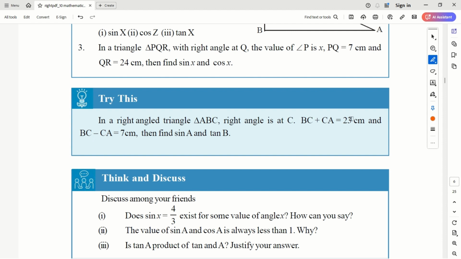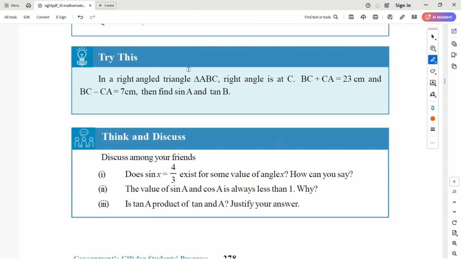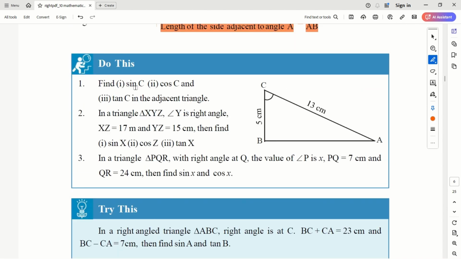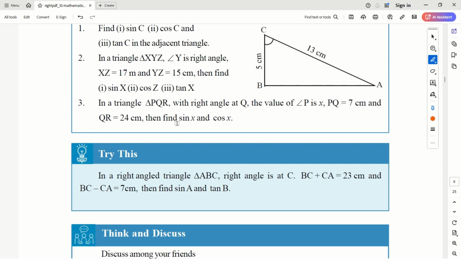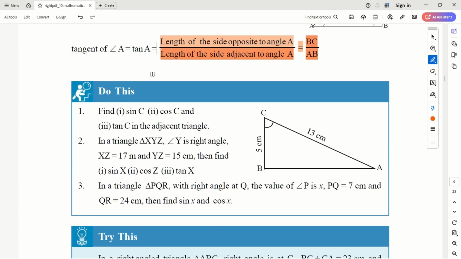If you use these two as equations, you can find BC and CA values easily. If you add both these equations, you'll get 2BC equal to 30. So BC is 15. If BC is 15, CA is 8. Now with that, you will get the AB value from Pythagoras theorem. Then you can find sin A and tan B values. These things you have to try yourself. Very simple. Once you are into the chapter, these do-this and try-these sections are basically a simple understanding of the theory above.